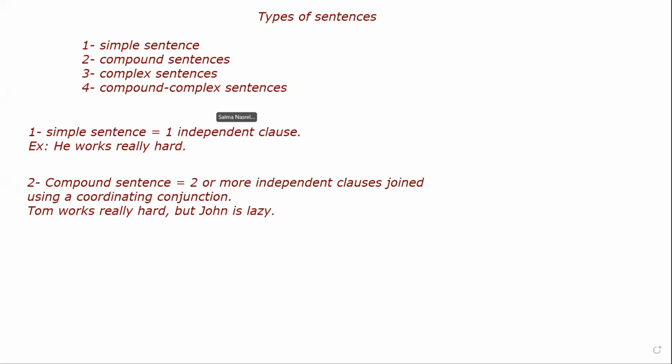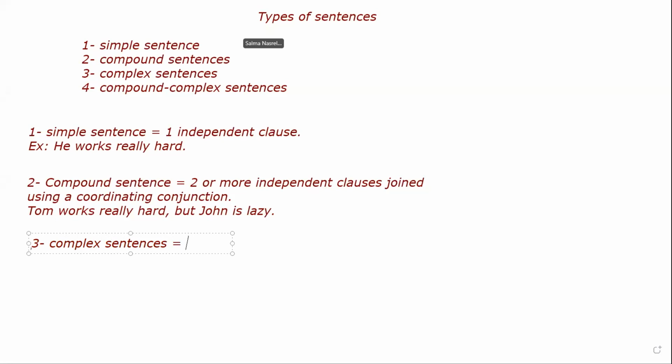Number three, which is really important, and it's why we're taking all of this introduction, is the complex sentences. What do you think they are? If simple sentence is one independent clause and compound is two independent clauses, what do you think complex is going to be?